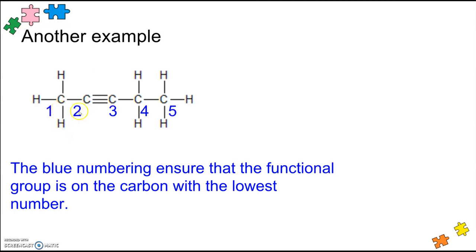Let's look at another example. If we look at the blue numbering 1, 2, 3, 4, 5, the blue numbering ensures that the functional group is on the carbon with the lowest number. Alternatively, I could have numbered as it is shown here in yellow, so that number 1 is on this side. If I number from this side, can you see my functional group is connected to the third carbon, but according to the blue numbering it is connected to the second carbon. Between the two, the blue numbering will ensure that the functional group is on the carbon with the lowest number.